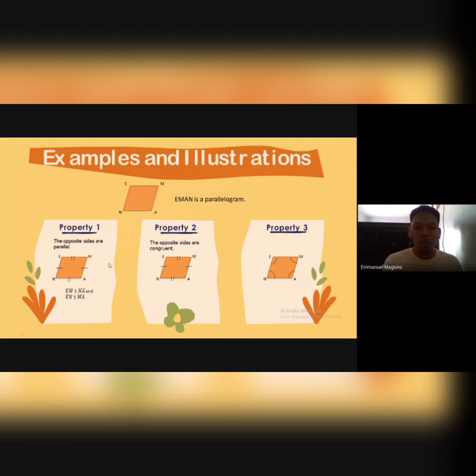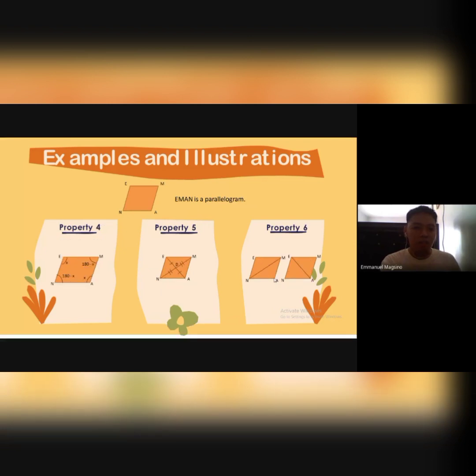Next, property number 2, the opposite sides are congruent. So we have line segment EM and NA. So they are opposite sides. So congruent sila. Right? And ito, line segment EN is congruent to line segment MA. Next, number 3, the opposite angles are congruent. So, angle A, itong angle na to is congruent to angle E since they are opposite angles. Next, angle M, ito congruent sa angle N. So, equal po yung measurement nila.